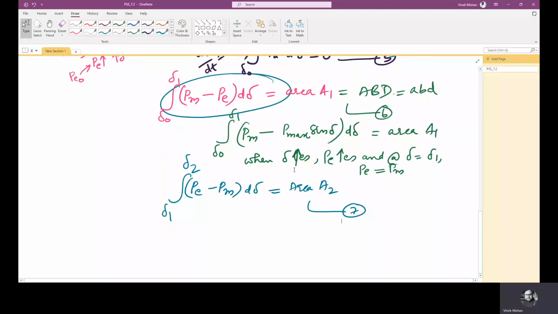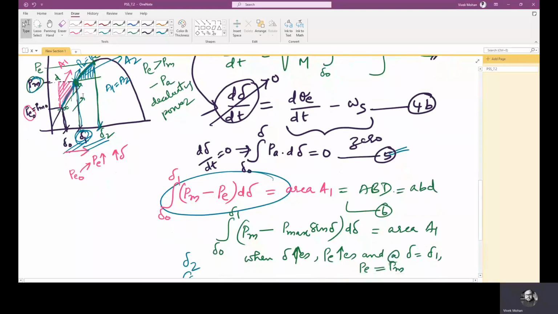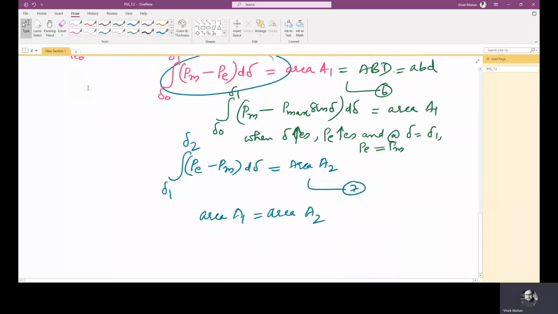Now, area A1 should be equal to area A2. So this back and forth swinging at natural frequency settles out at point B, the new steady state operating point. This is point B, which is the new steady state operating point if there is damping in the system. Otherwise it will go unstable. Okay, that is a different case altogether, we'll discuss that later.